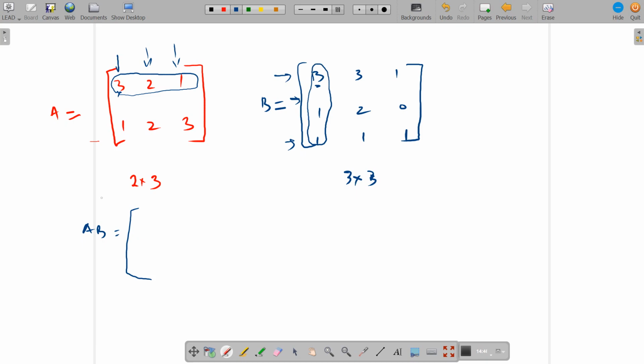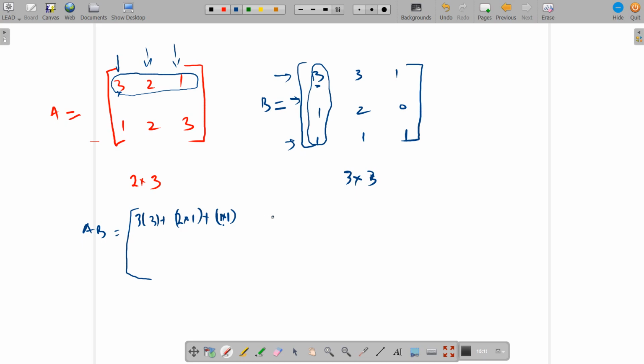Okay, so we are going to have, and of course, it's a linear combination. Sorry, it's not linear combination. Multiplication, linear combination. That's what we call it. So this is going to be 3 times 3 plus 2 times 1 plus 1 times 1. That's the first one.